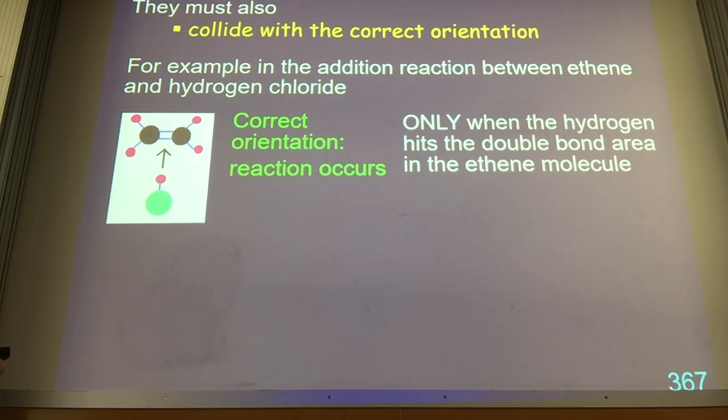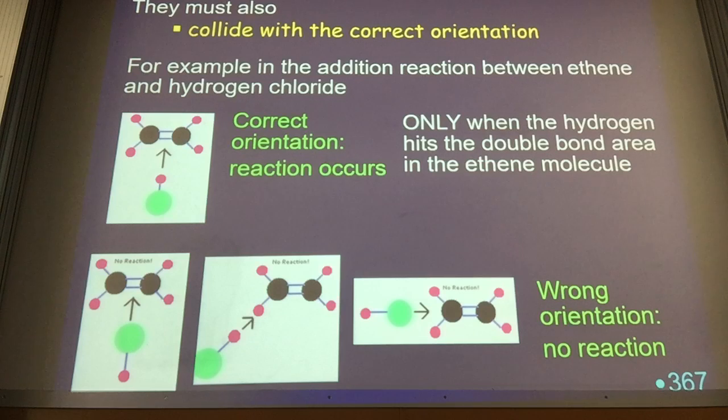That's what breaks bonds. If you do any other orientation, so say the chlorine hitting the double bond, or the hydrogen bumping into another hydrogen on the ethene, or the chlorine bumping into the carbon, whatever, nothing's going to happen. It's got the wrong orientation to break bonds. Got to have the hydrogen bumping into the double bond. So orientation is important. It's just a factor that we need to remember. That's about as far as we take it here.